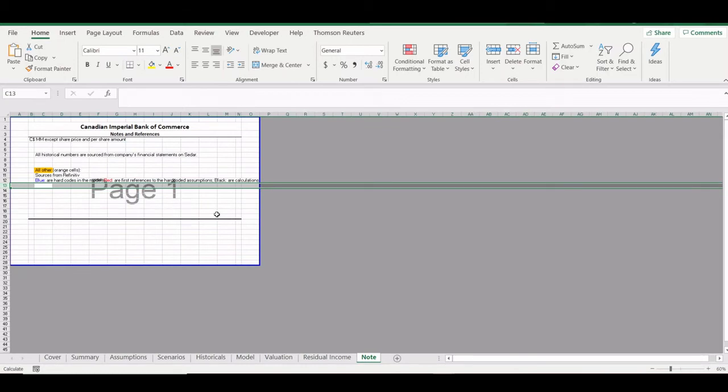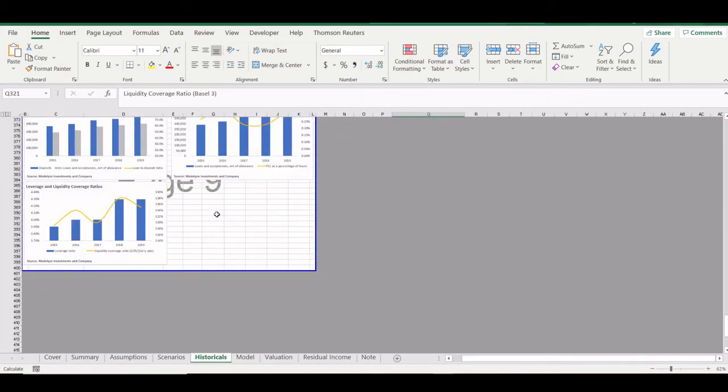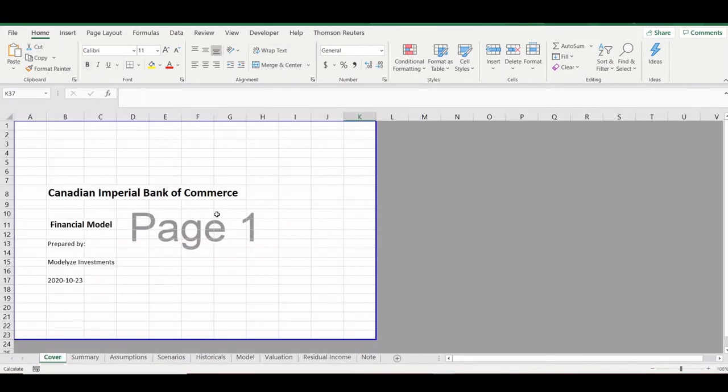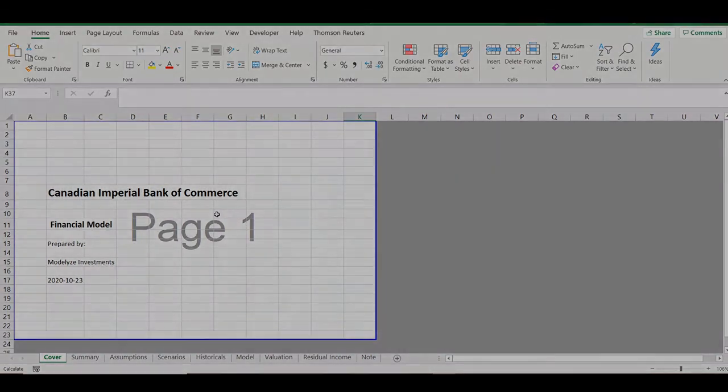The tabs of the model include cover, summary, assumption, scenarios, historical, model, valuation, residual income, and notes.